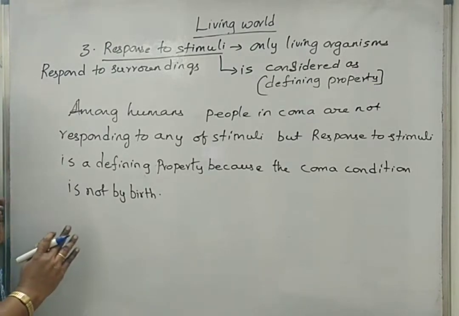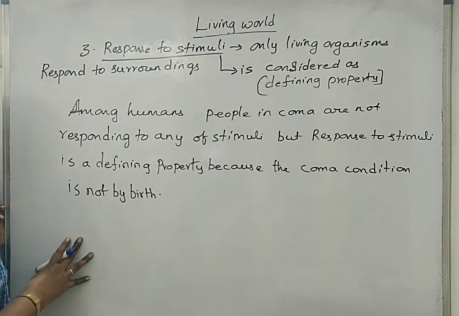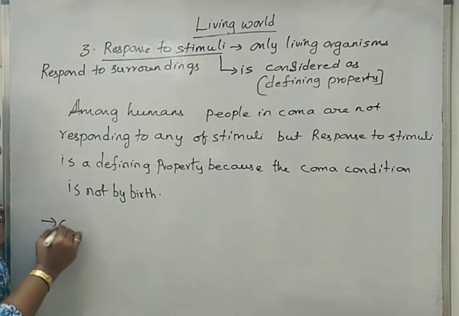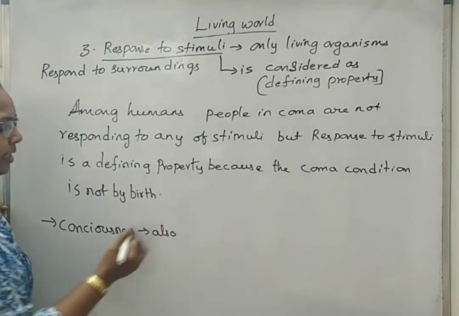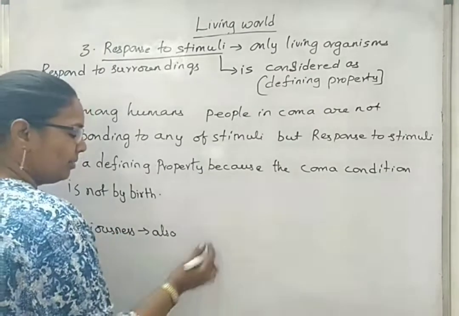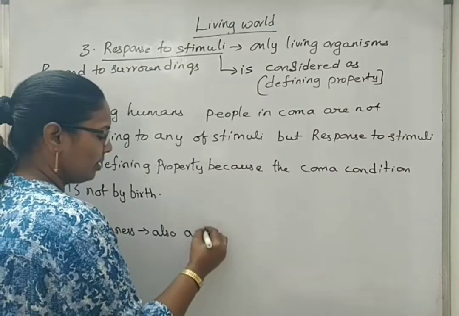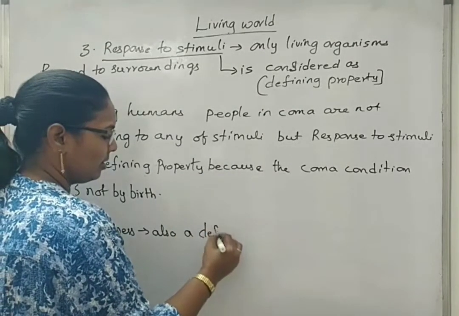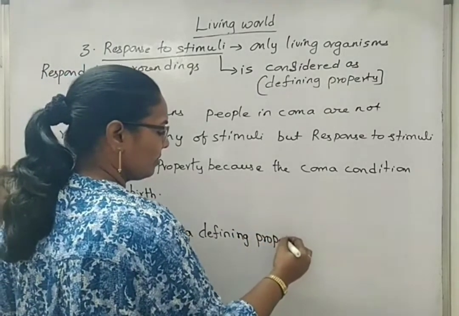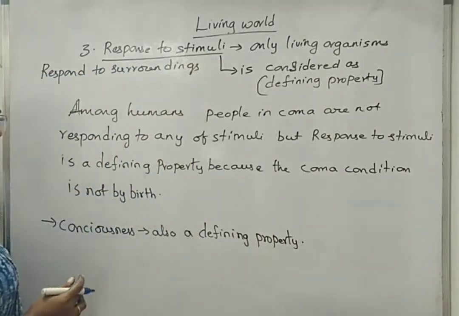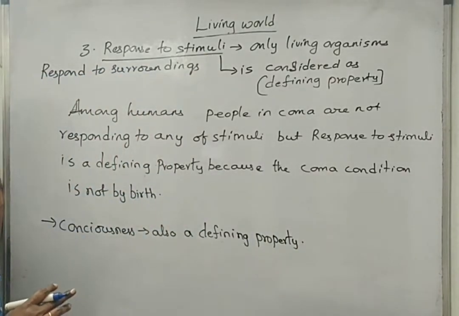Next one, consciousness also we can consider here. Coma people are not in conscious. Still, consciousness is also a defining property. Here also we can take the same coma people. Also a defining, exclusive defining property. As we can take the same type of example here and explain the consciousness which is exhibited by the people who are normal but not exhibited by coma people.